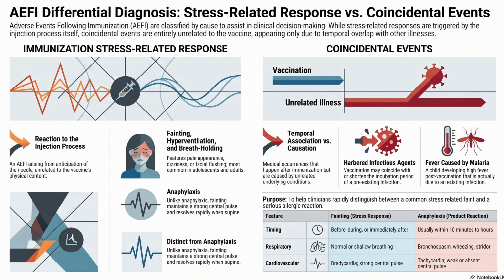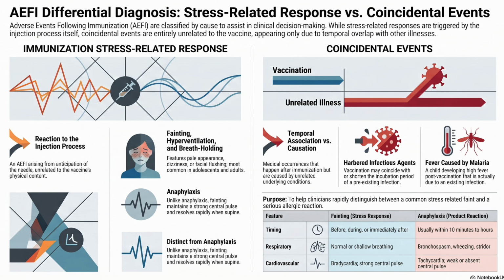Anxiety-related reaction versus coincidental events. One common challenge is distinguishing anxiety-related reactions from true vaccine reaction. Anxiety-related events usually occur before, during, or immediately after injection. Patients may develop dizziness, sweating, pallor, hyperventilation, or fainting. Unlike anaphylaxis, these patients usually maintain a strong central pulse and recover rapidly on lying down.